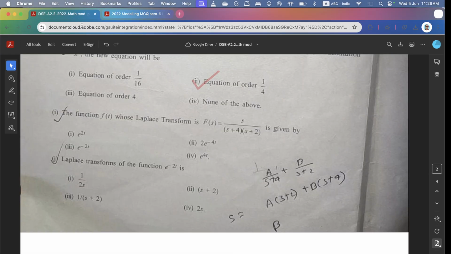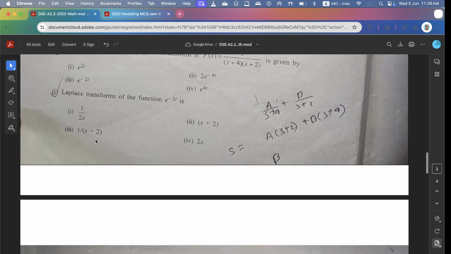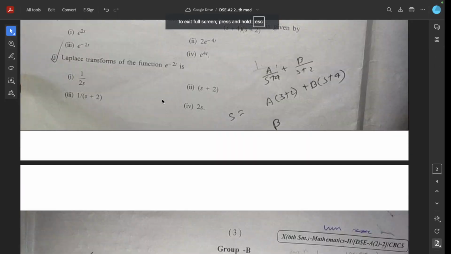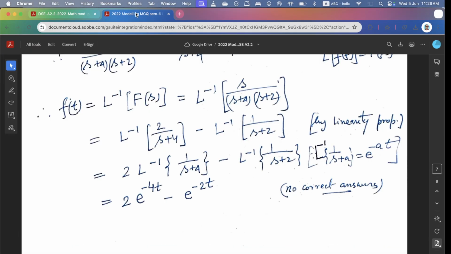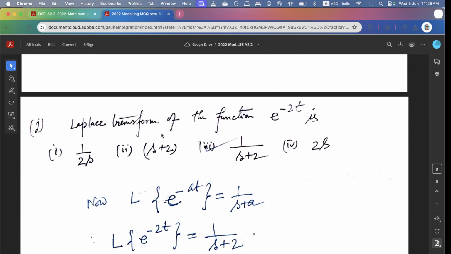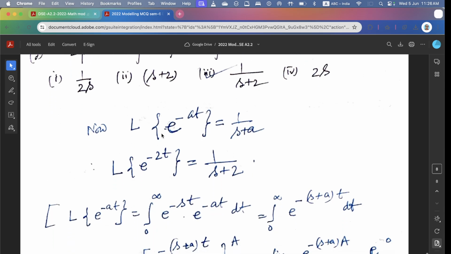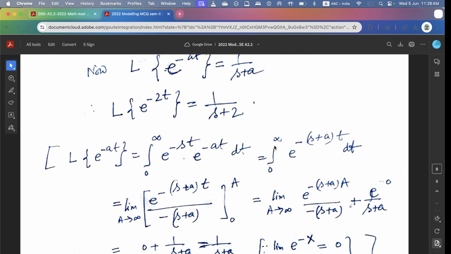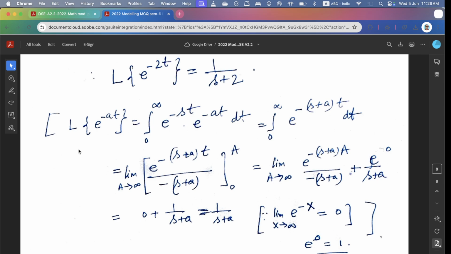The last question, MCQ 1J. Laplace transform of the function e to the power minus twice t is... The correct option is 3, 1 by (s plus 2). Actually, this is the formula: Laplace transform of e to the power minus at equal to 1 by (s plus a).